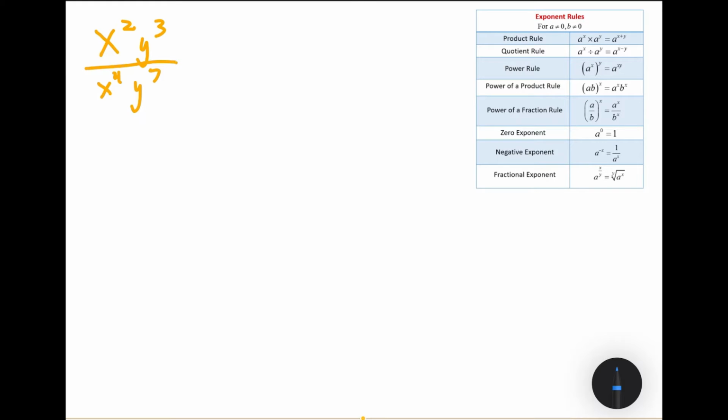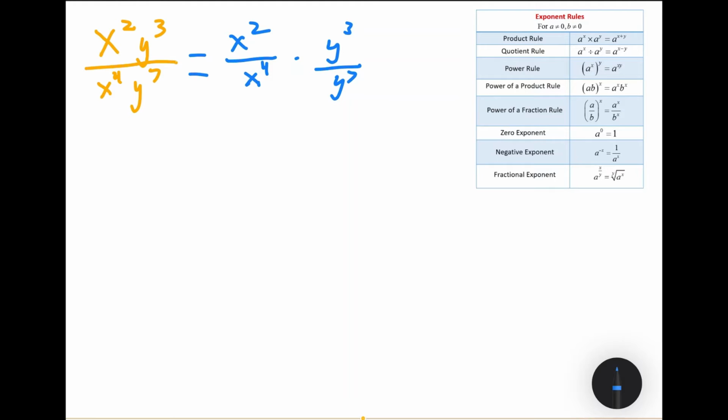So the quotient rule is saying, as long as we have the same variable being divided by each other, which we do, we have x divided by x, one on top and one on bottom, and we have y divided by y. And it may be a little bit easier to see that if you split the fraction. And you can easily do this because the variables are being multiplied by each other. So you can split that fraction up. So you can just say x squared divided by x to the fourth power times y to the third power divided by y to the seventh power.